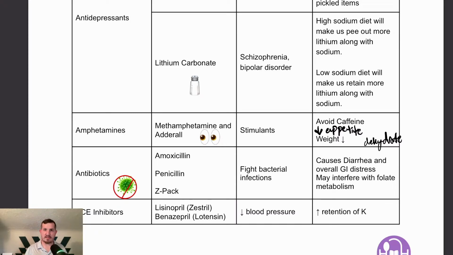So this causes lots of diarrhea for people, overall GI distress, gas, and tons of issues because you're taking something that's killing off those good bacteria. It may interfere with folate metabolism as well. Not something that's as important, but I would say the GI distress is what you're likely going to see in a question.